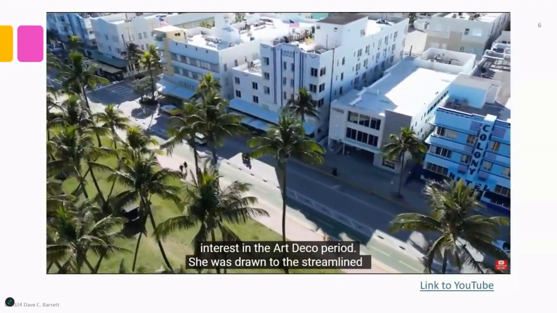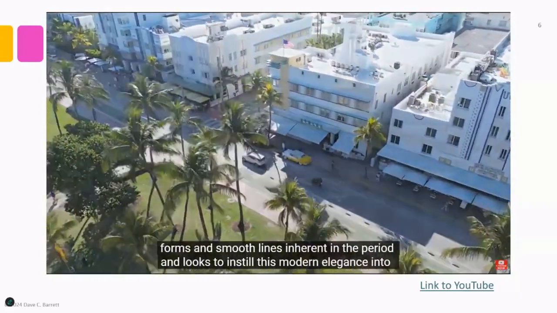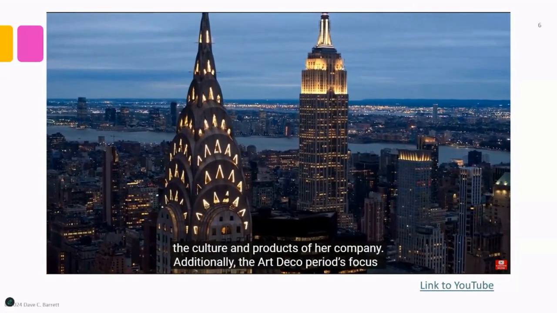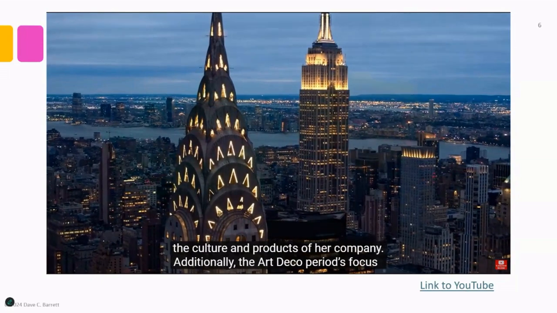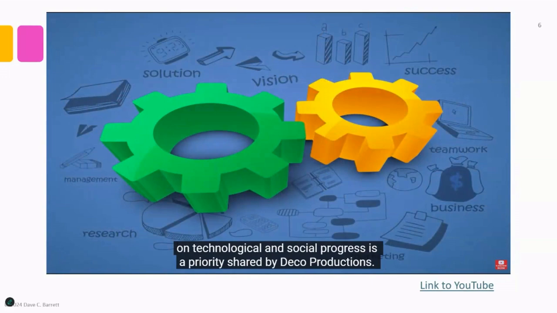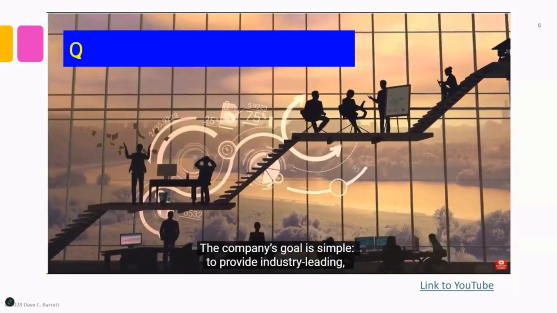She was drawn to the streamlined forms and smooth lines inherent in the period and looks to instill this modern elegance into the culture and products of her company. Additionally, the Art Deco period's focus on technological and social progress is a priority shared by Deco Productions. The company's goal is simple: to provide industry-leading, quality products and services to its customers.